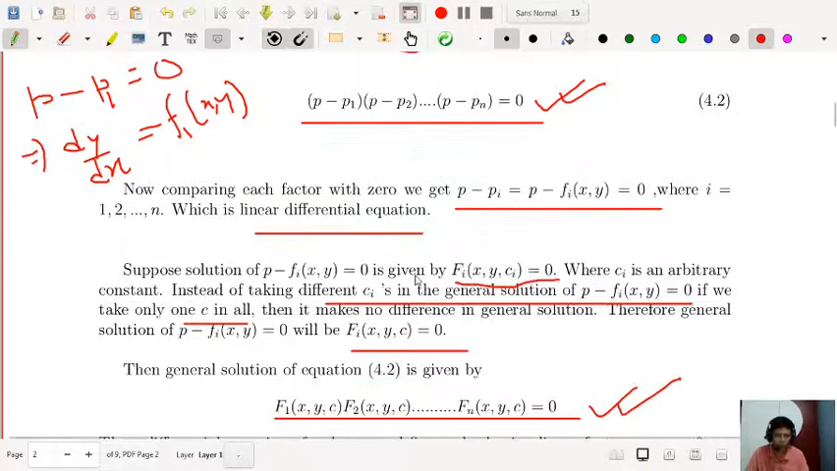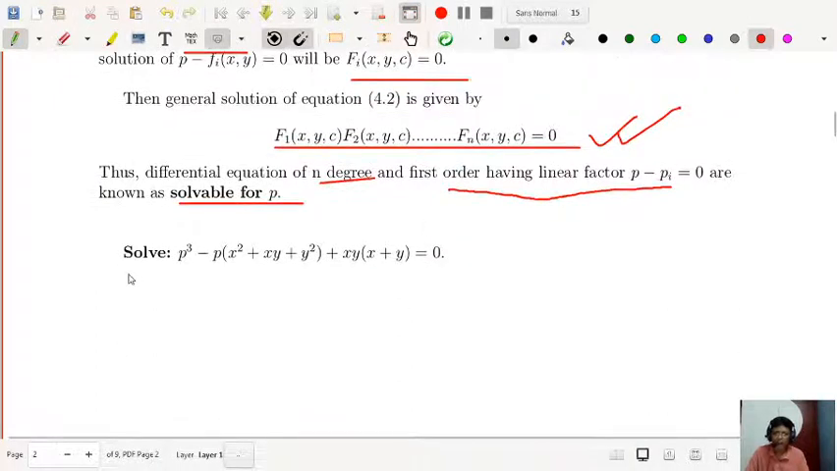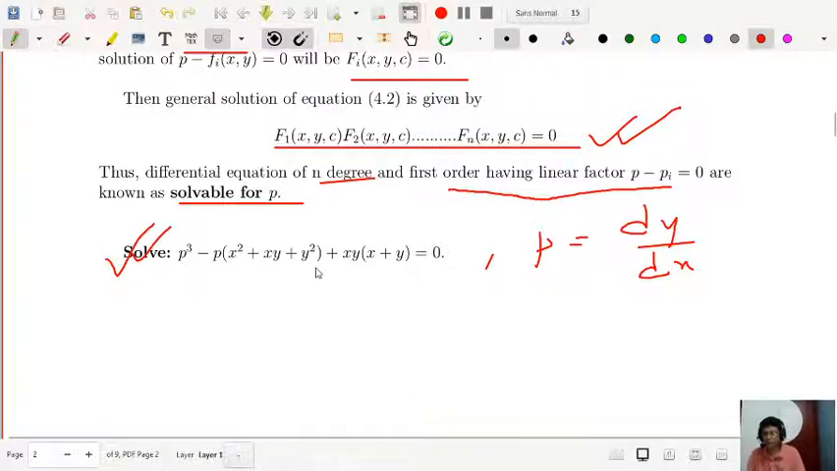Let us now solve one problem so that the idea will be clear to you. So let us have an example. p cube, where p is dy/dx. Remember always, throughout this chapter, p cube minus p x square plus xy plus y square plus xy into x plus y equal to 0. So your p is your dy/dx. Look at that, the highest power of p is 3. It is a first order but third degree differential equation.